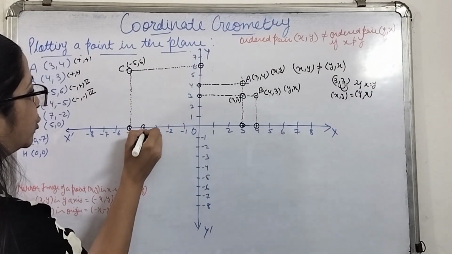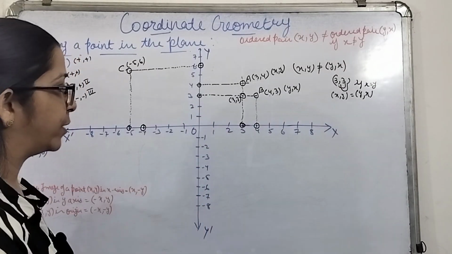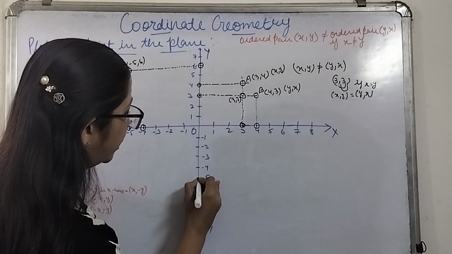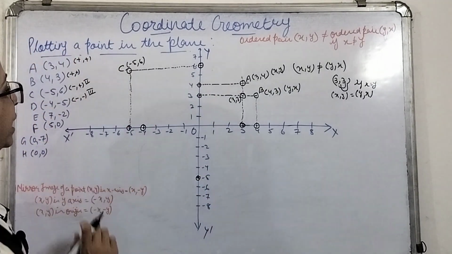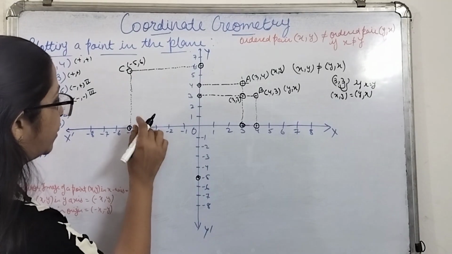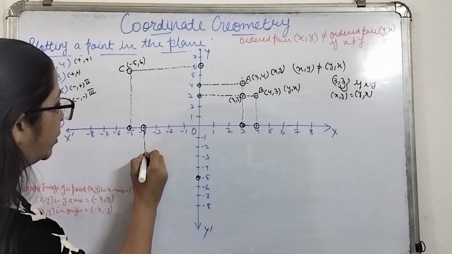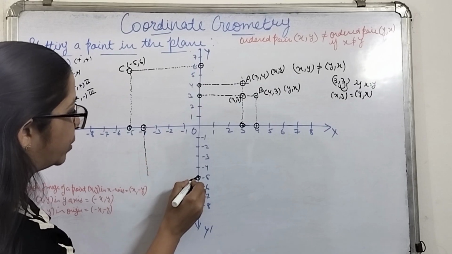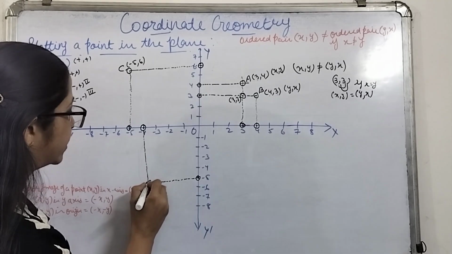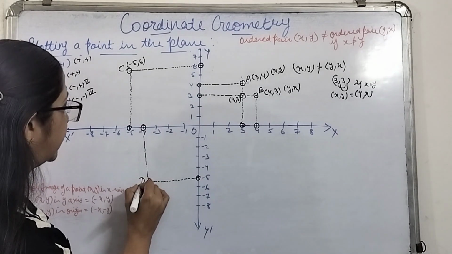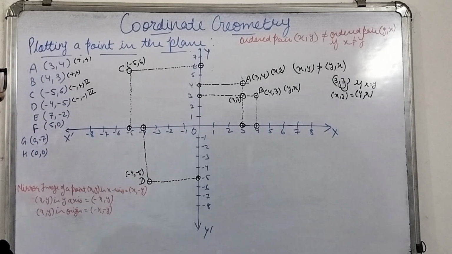X coordinate -4 is here. And y coordinate is -5. This is your direction for the negative y, and -5 it is. So this is your negative 5 for the y. Now because the point is going to lie in the third quadrant, we will draw the perpendiculars from both these points in the third quadrant. From here I will be drawing a perpendicular in the third quadrant. From here also I'll be drawing a perpendicular in the third quadrant. It will intersect over here. So this is your point D, whose coordinate will be (-4, -5).